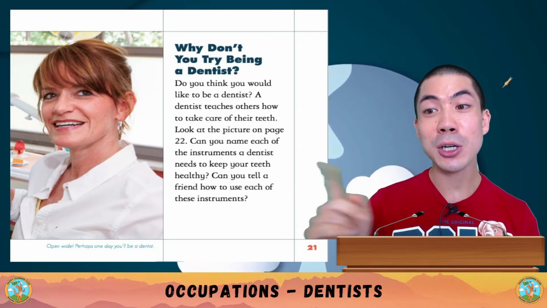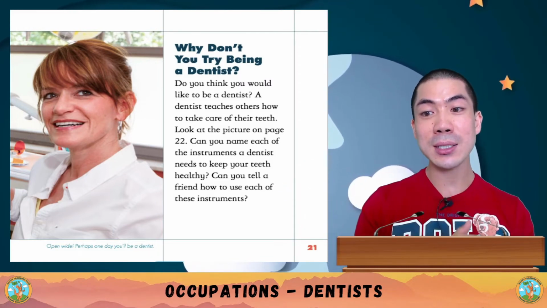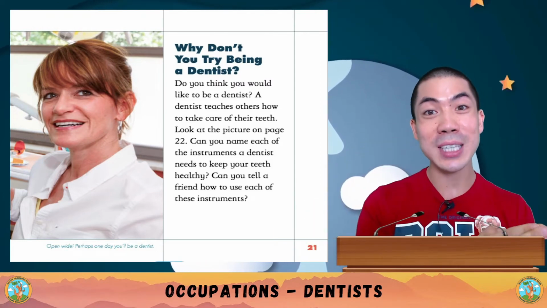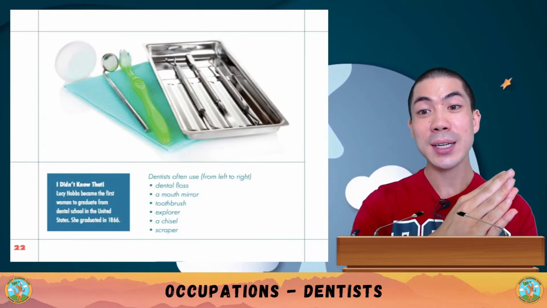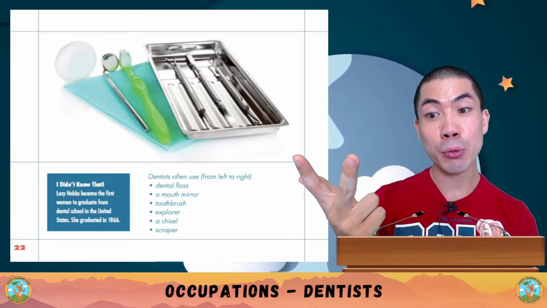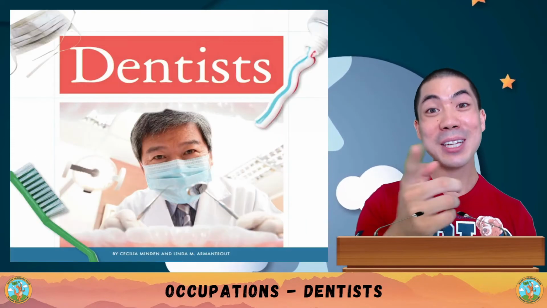Now let's look at the picture on page 22. Can you name each of the instruments a dentist needs to keep your teeth healthy? Let me know down below how to use each of these instruments. Let's go. These are all the tools. From left to right, there's a dental floss, a mouth mirror, a toothbrush, an explorer, a chisel, and a scraper tool.